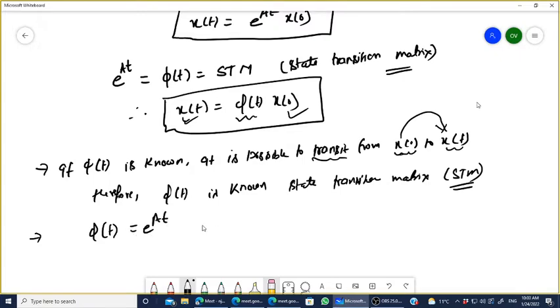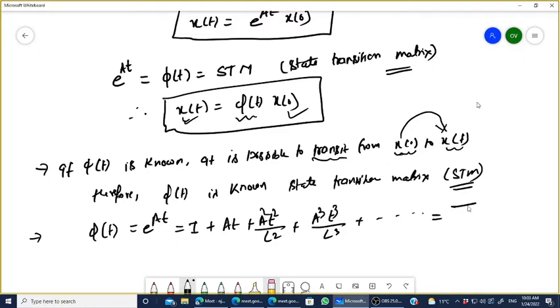And if you see the equation, that is the phi t, and phi t is nothing but e to the power At, and e to the power At has the expansion, right? How will the expansion be? I plus At plus A square t square factorial 2 plus A cube t cube factorial 3, and so on. And if you want to generalize, then you can write summation of i equal to 0 to n, A to the power i t to the power i, that is, factorial i. Am I right? Any problem?